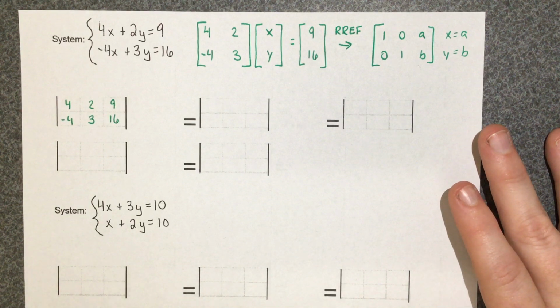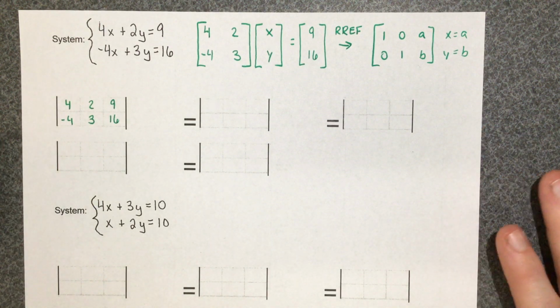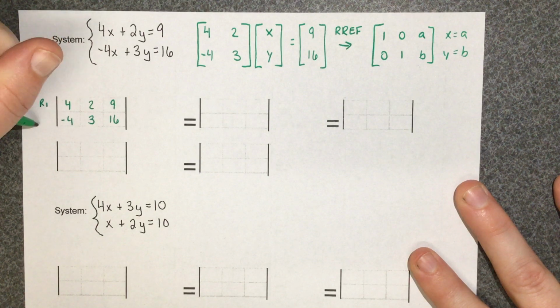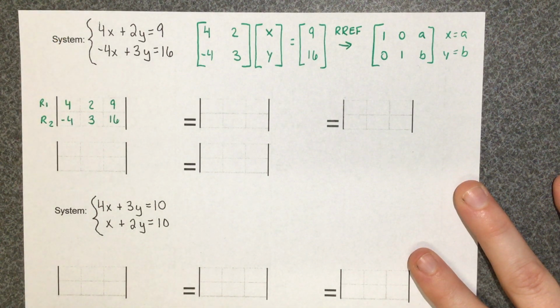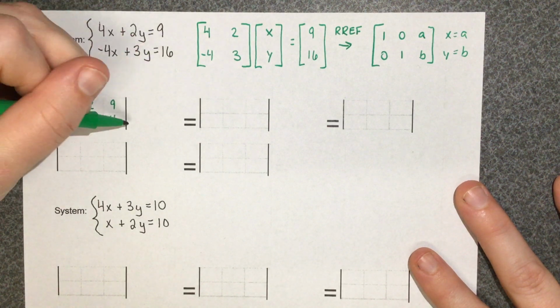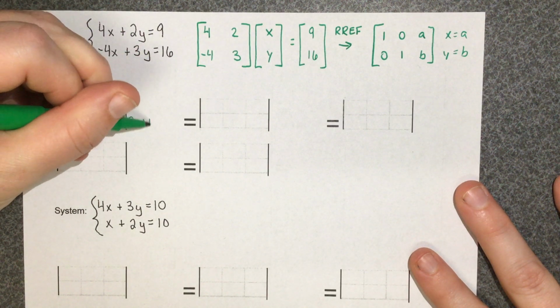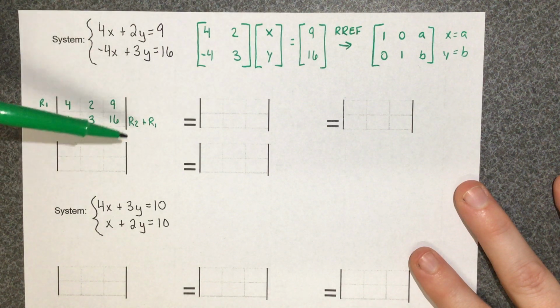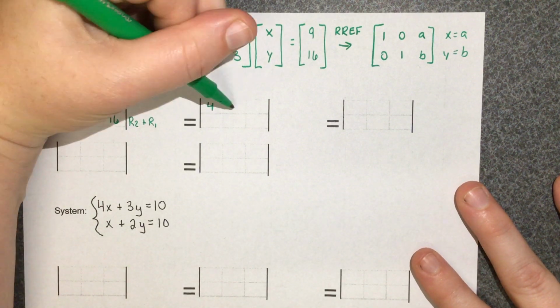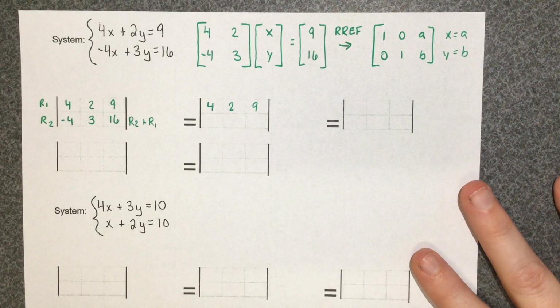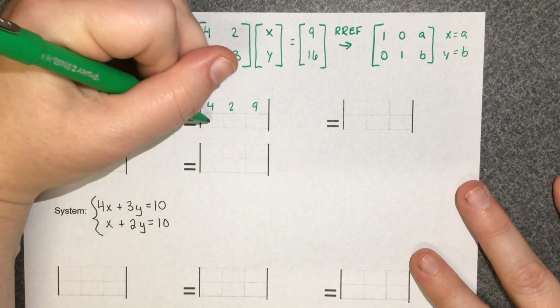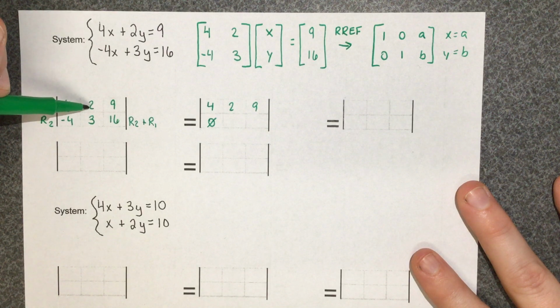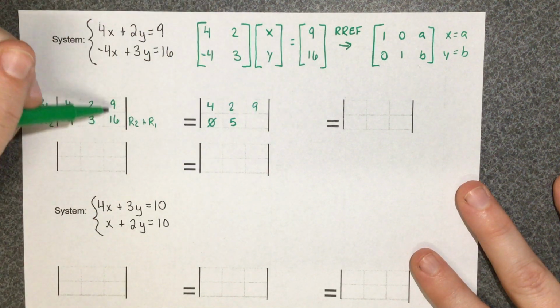There we go. So what do we need to do? Remember that this is row 1 and this is row 2. I see that I have a 4 and a negative 4, so I can create a 0 in this space by adding row 1 to row 2. So I'm going to take row 2 and I'm going to add row 1 to it. So what row am I affecting and what am I doing? So I'm not affecting row 1 at all, but row 2, I'm going to take negative 4, add 4 to it. 3, add 2 to it. 16, add 9 to it.